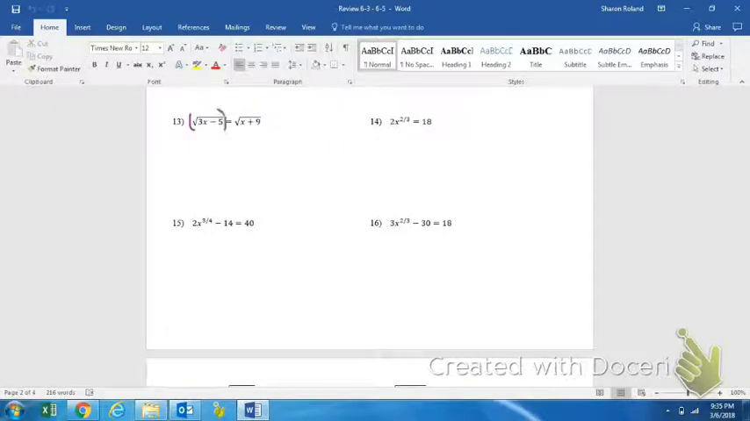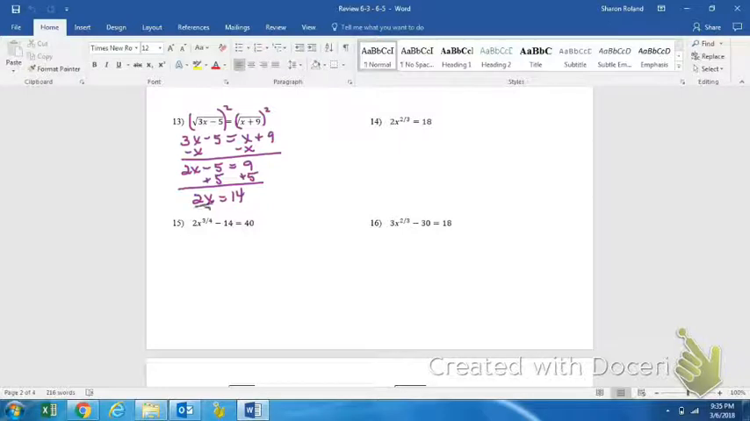Number 13, you have to square both sides to get rid of the radical, and when you do that, the radical disappears on both sides, and you basically have an Algebra 1 problem. So you're going to subtract x from both sides, and you have 2x minus 5 equals 9. Add 5 to both sides. 2x equals 14. Divide both of those by 2, and x equals 7.